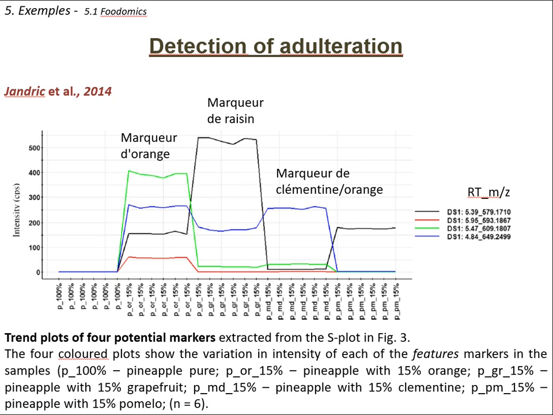And finally, markers with clementine and orange. So this is the blue marker, which is the most interesting in this case. And then with pomelo, this is again the black marker. So the result here is, you see, we don't even know what those metabolites are. All we know is that there are markers in the form of a retention time and a certain mass that are revealing the presence of different types of juices in pineapple juice.